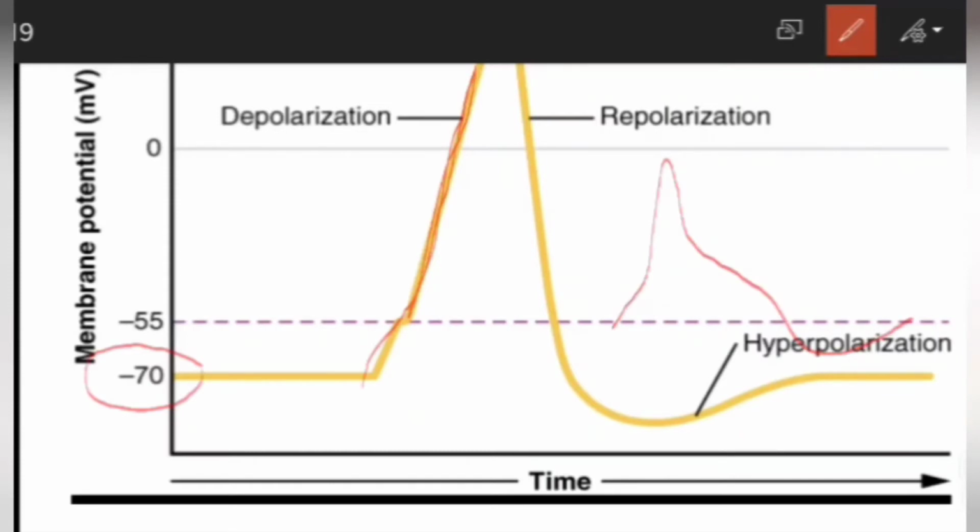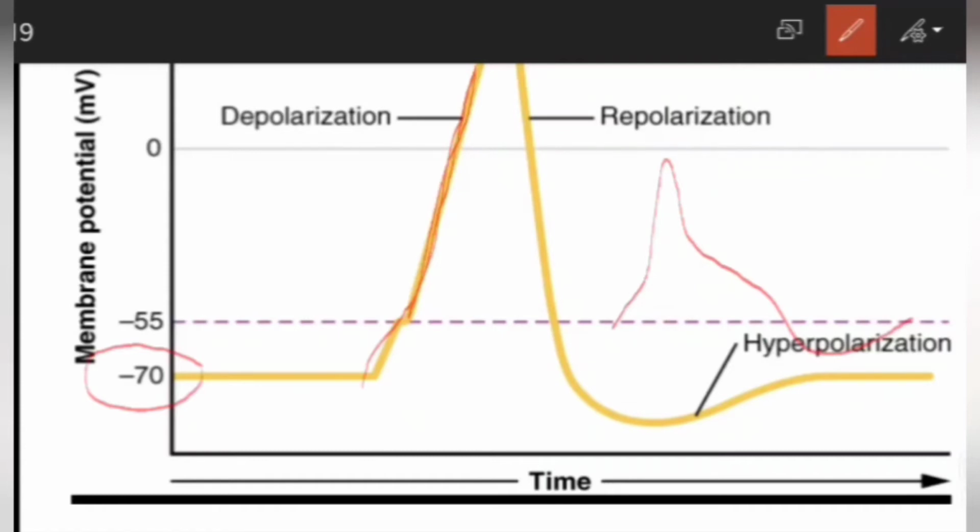Now, unlike the sodium ion channels, the potassium ion channels remain open for a longer period of time. So even after the membrane reaches minus 70 millivolt of potential, the potassium ions continue to leave the cell. That makes the potential even more negative than minus 70 millivolt, and that phase is known as hyperpolarization. Okay, so we are clear with this.